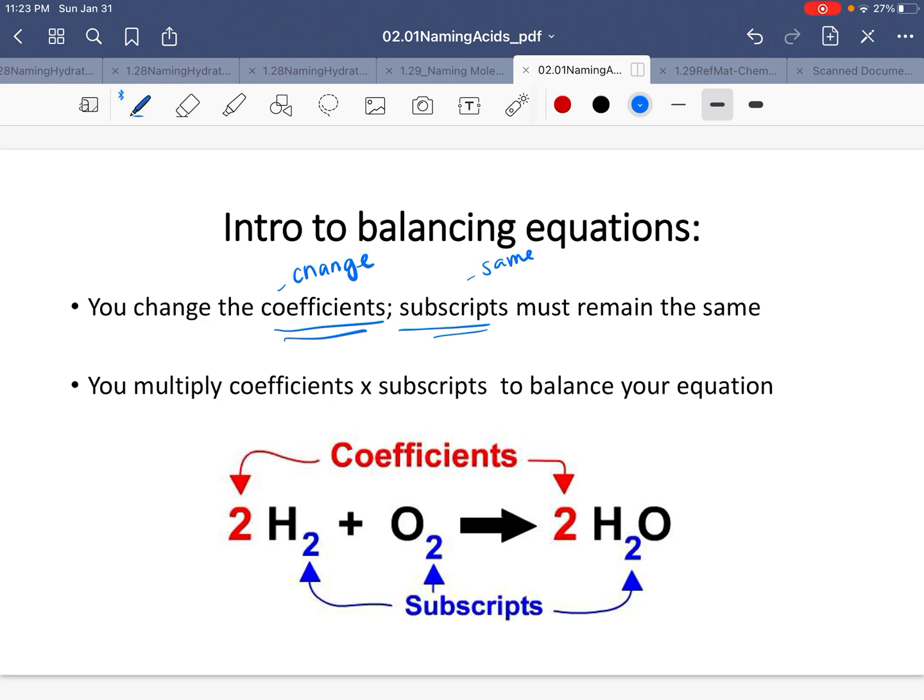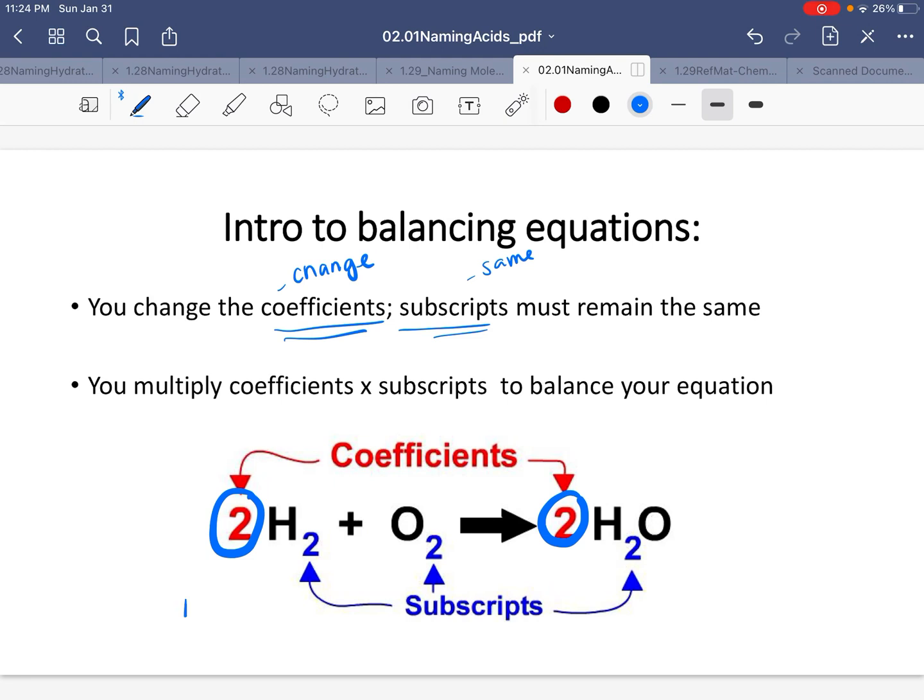So again, when we start balancing equations on Wednesday, you have to know that coefficients are these red numbers. The easy way to remember is that coefficient C comes before S, and they're the larger ones. So coefficients change and subscripts must remain the same. When we balance equations, you multiply the coefficients and subscripts to balance your equation.